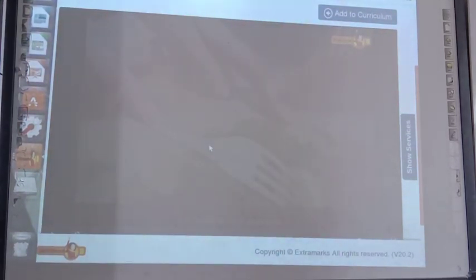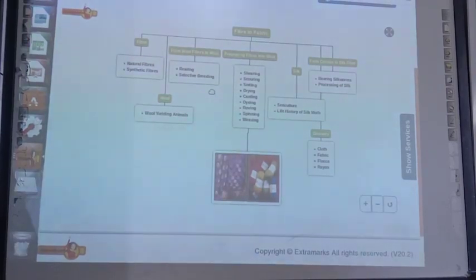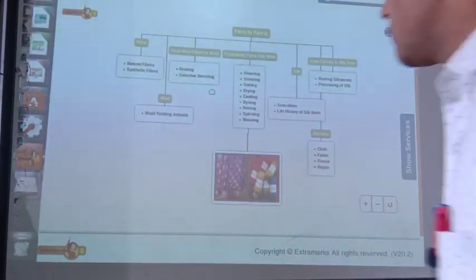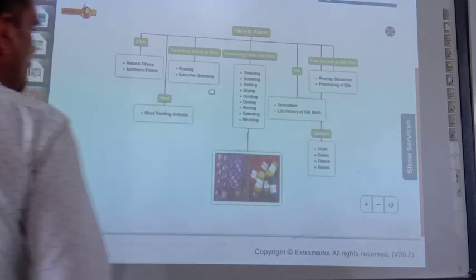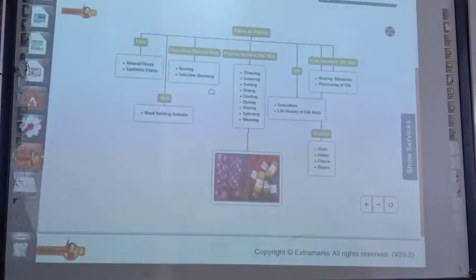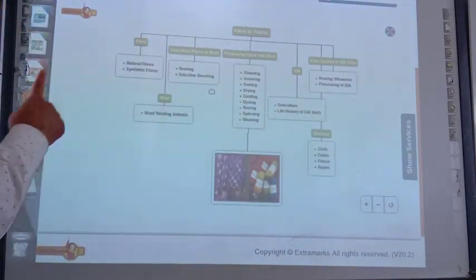Okay, so dear cadets, this was the animation related to the functions of food. So dear cadets, in this way chapter number 2 is completely completed, including its exercise and animation. Now let us move to chapter number 3.